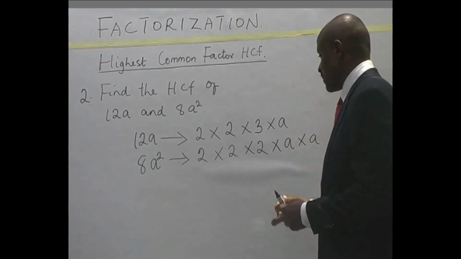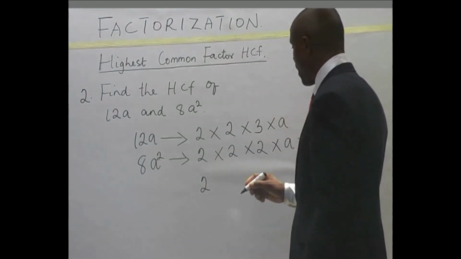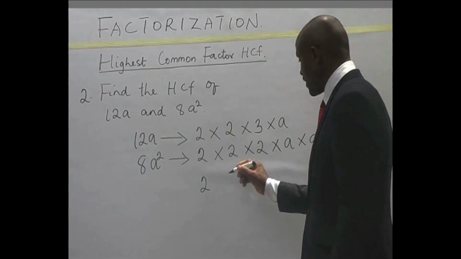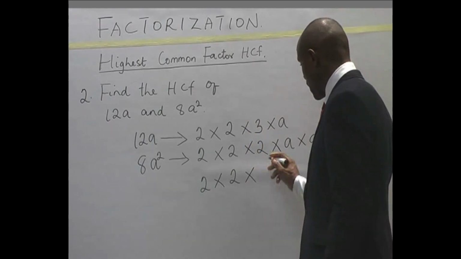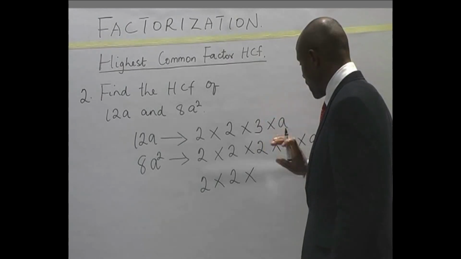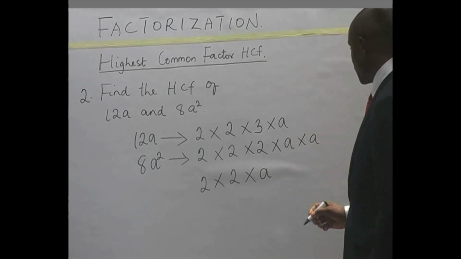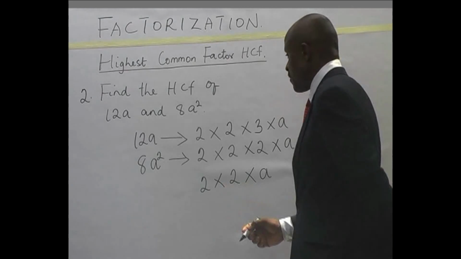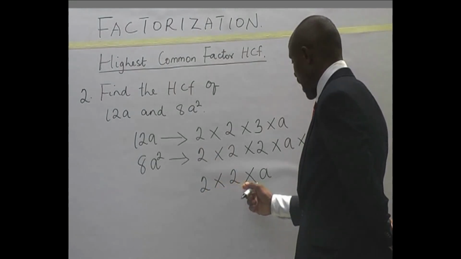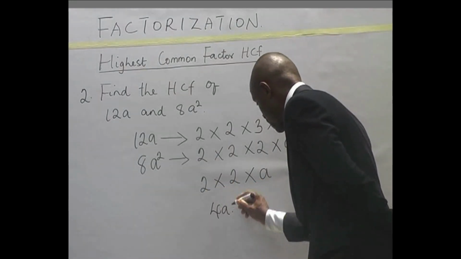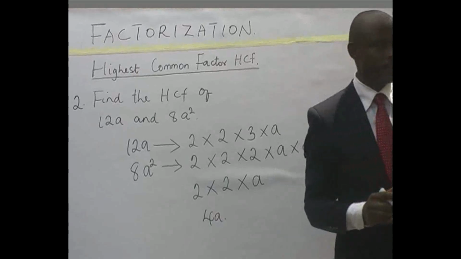Now find the common factors. There is 2 here, there is 2 here. Bring down one of the 2. That means 2 is common here and here. There's another 2, this and this. So bring down another 2. Here you have 3 and you have 2. None of them is common. Leave it alone. You have one a here and one a here. So you have another a being common. That means the HCF of 12a and 8a squared is 2 times 2, 4, times a, which will give you 4a. That is the highest common factor among the 2 numbers.